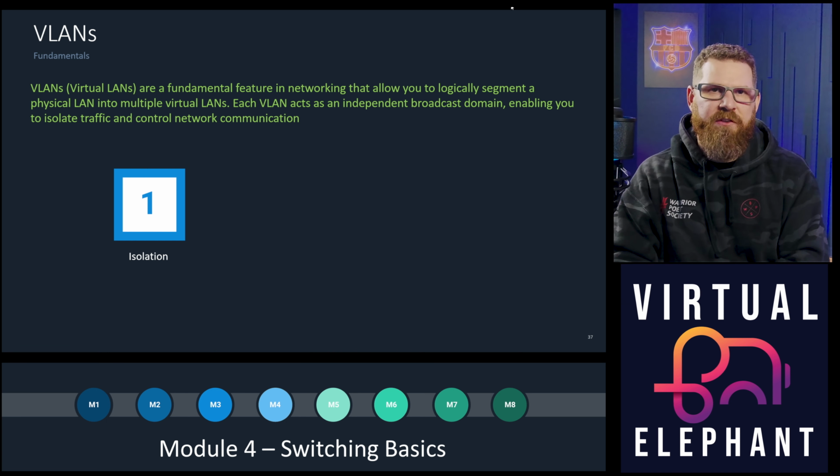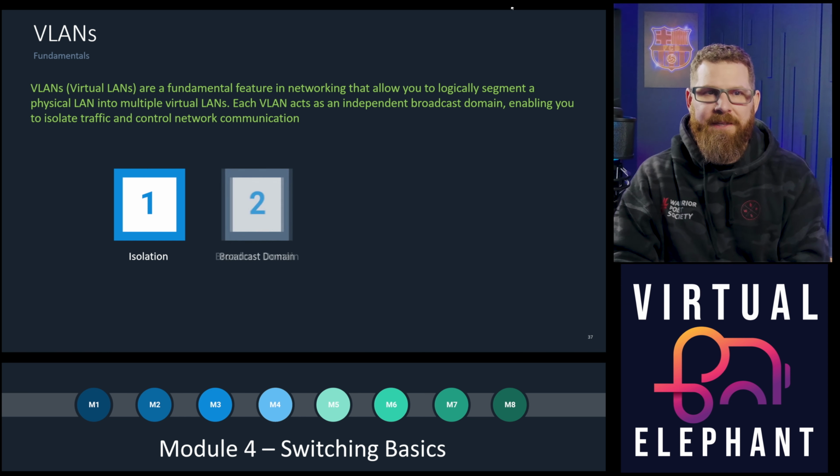Devices within the same VLAN can communicate with each other as if they were on the same physical network, while devices in different VLANs are segmented and cannot communicate directly without routing, or L3 routing.